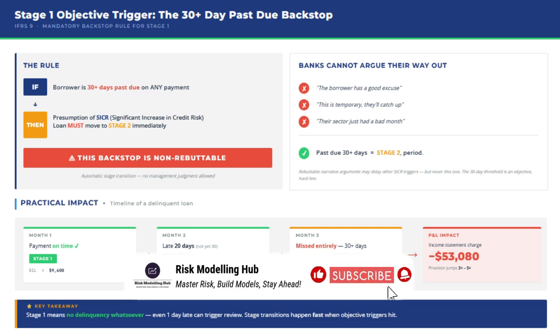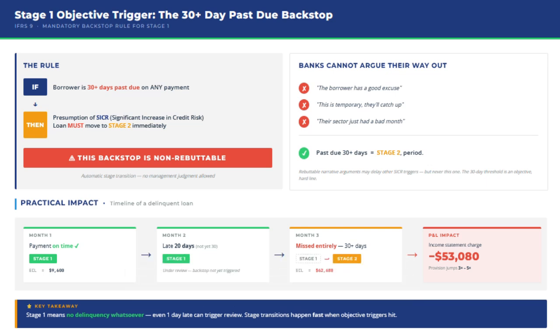Month 1, the payment arrives on time. Stage 1. The ECL that we computed is 9,600. Month 2, the payment is late and it is 20 days past due. Still stage 1 under the 30-day threshold. Month 3, the payment is missed entirely and now it is 30 days plus past due. Automatic stage 2 transition happens here and ECL jumps to 62,688. It is more than 6 times higher.